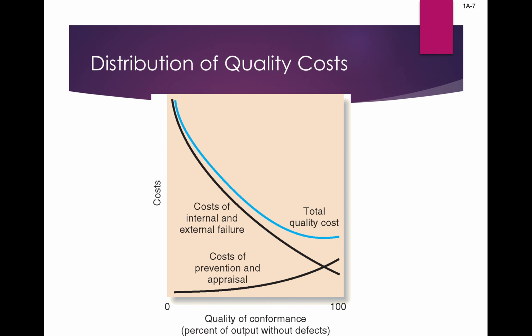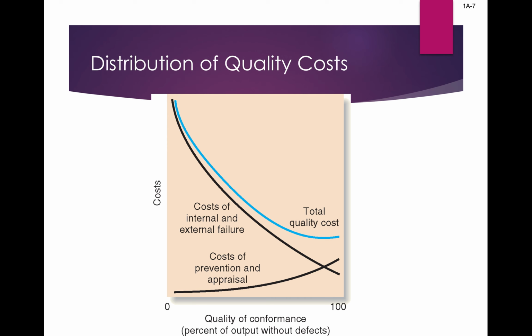Distribution of quality costs. As we have more prevention and appraisal costs, that should reduce your internal and external failure costs. At a certain point, the amount of this may flatten out. Total quality costs may flatten out, so that another dollar spent on, say, prevention or appraisal would bring you back a return of less than $1 on external failure and internal failure.